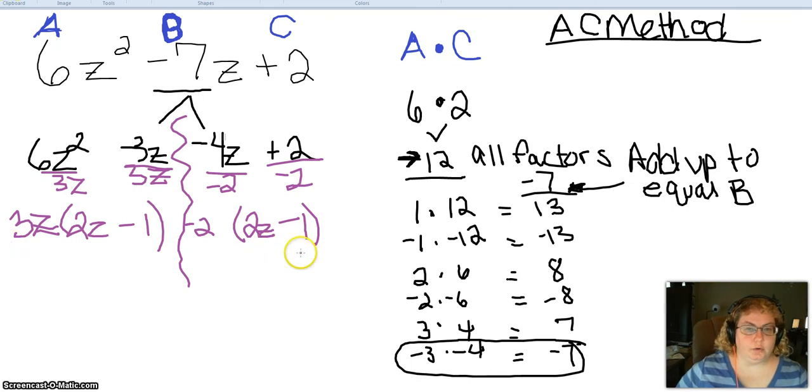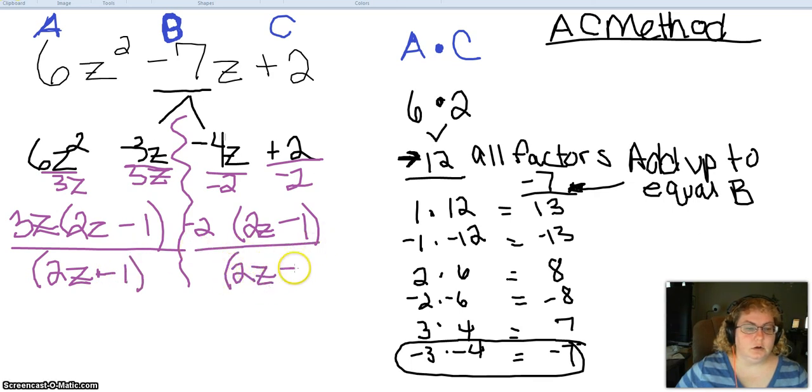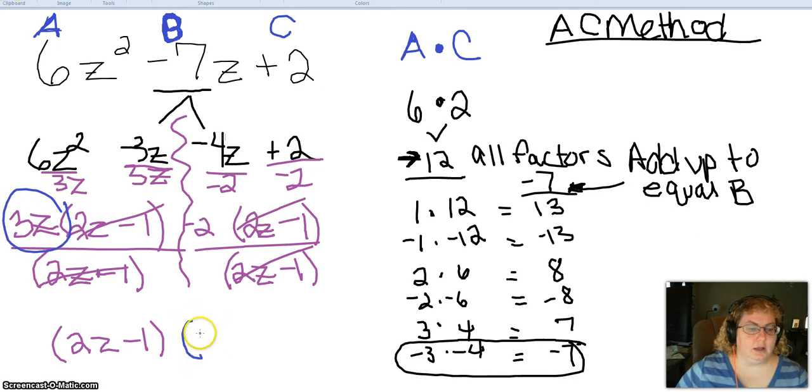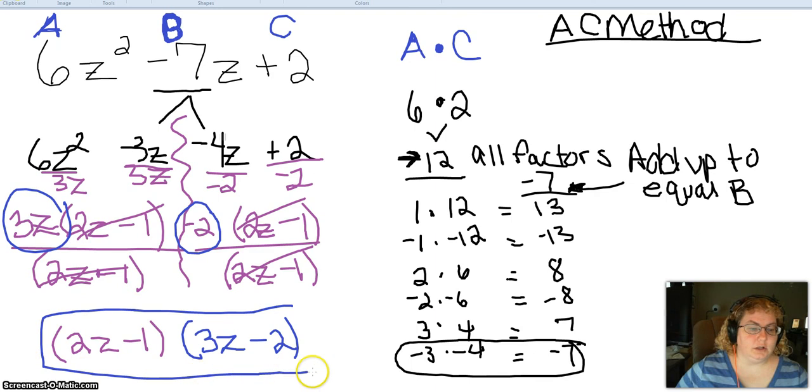From here you're going to look at both sides and say, what can I take out of both? Well, out of both of these, you can take out the 2z minus 1. Same thing over here, 2z minus 1. Remember when you're taking it out, you set it aside first. So that's the first thing we write down, 2z minus 1. This cancels this, and this cancels this. Now we look at what's left over. We've got this 3z here, which you put in parentheses, and a negative 2 over here. And that, right here, is your answer.